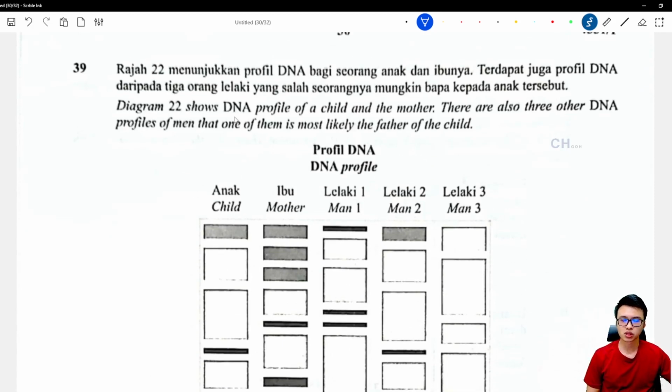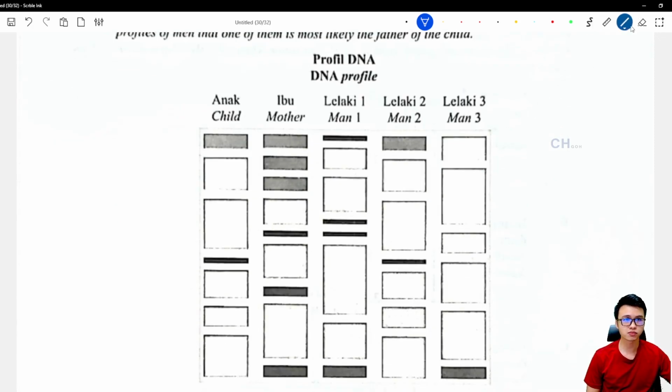Diagram 22 shows the DNA profile of a child and a mother. There are also 3 other DNA profiles of men, and one of them is most likely the father of the child. So the mother is not sure which man is the child's father. Dangerous, so we need to do the DNA profiling. This kind of thing is called DNA profiling.